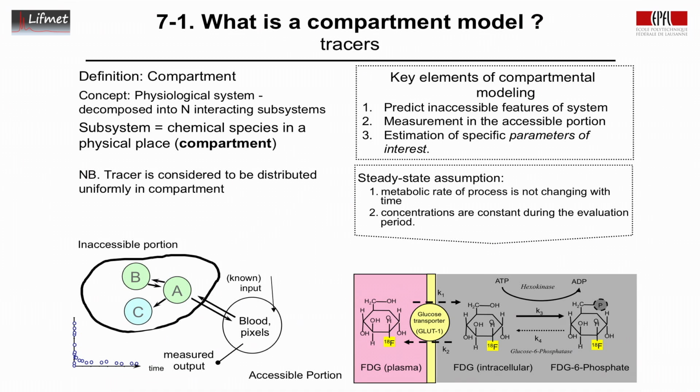With these two steady state assumptions, we can actually have a relatively straightforward mathematical description of what is going on, and that is, as we shall see, that we can describe the metabolic processes with first order rate constants. They're now not true rate constants, so we will call them pseudo rate constants.